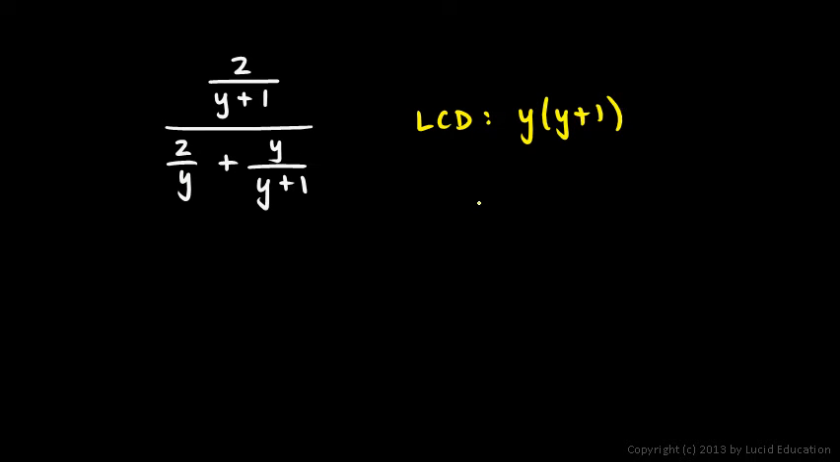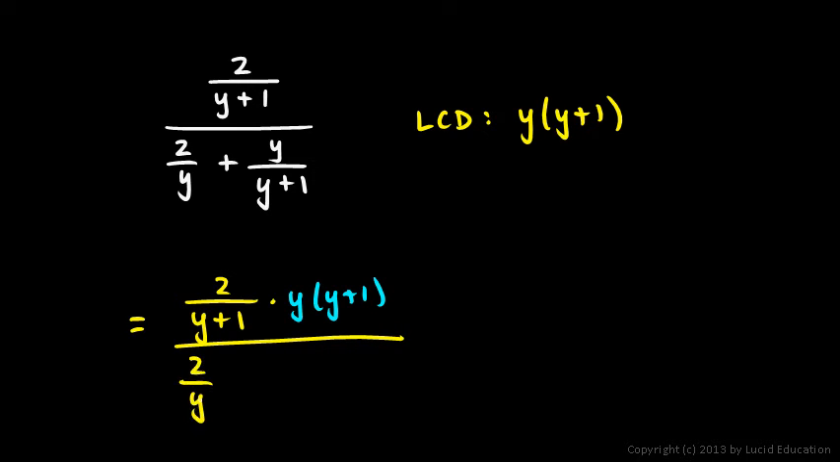Now if I multiply the top and the bottom of this fraction by that, all of the little fractions will disappear. So watch this. I'm going to write this out. Now you might be able to do this step mentally, but I'll go ahead and write it out here. So it's 2 over y plus 1. I'm going to multiply it by y times y plus 1. And then all this was over 2 over y plus y over y plus 1. I'm going to multiply the whole bottom there by y times y plus 1.